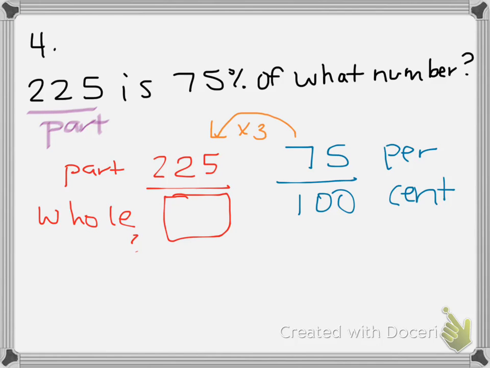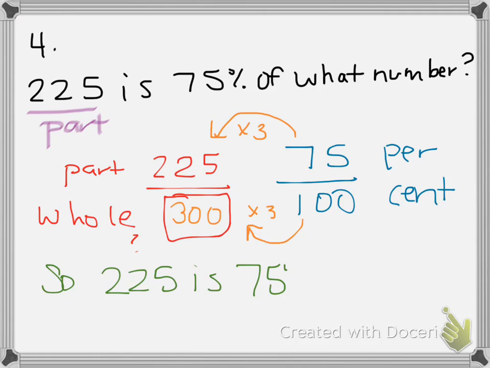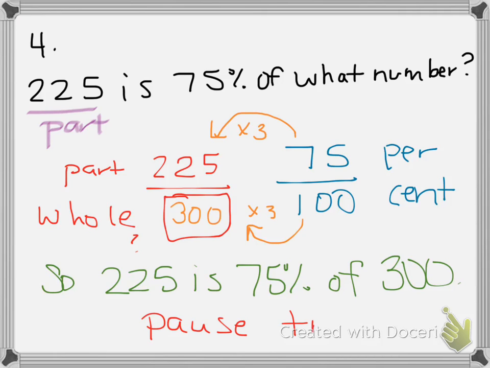So now to get from 75 to 225, we multiplied by 3. So then we'll do the same thing on the bottom, multiply by 3, and we get 300. So 225 is 75% of 300. You want to pause the video now and try D through G.